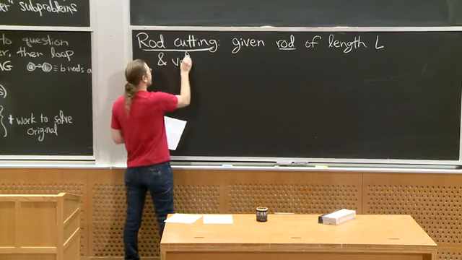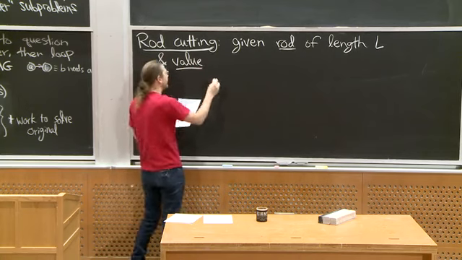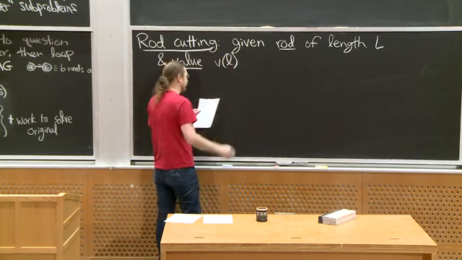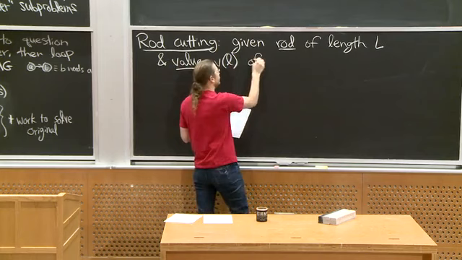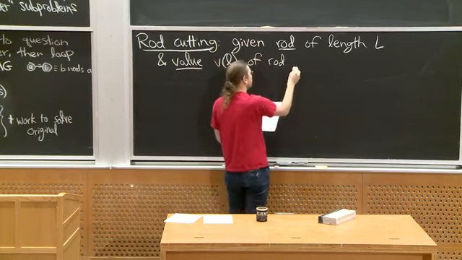So you're given the value of every possible length you could cut. We're going to assume all lengths have to be integers and scale so that that's true.